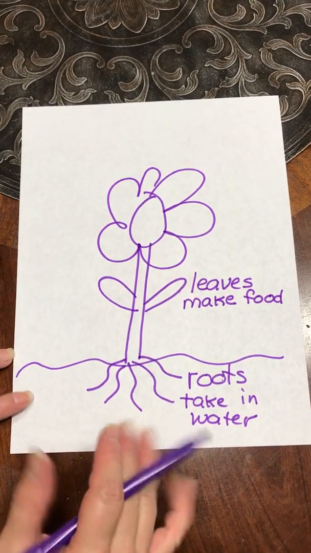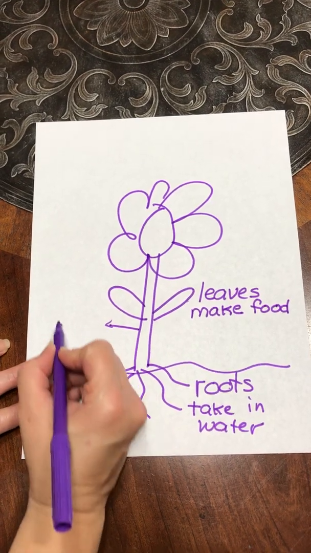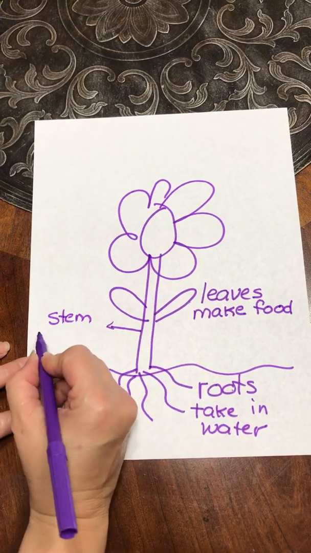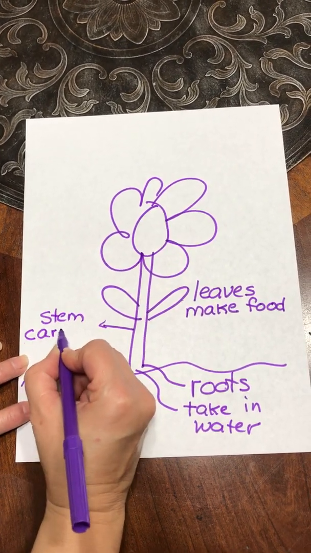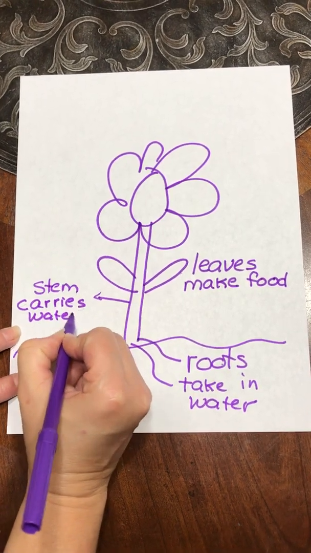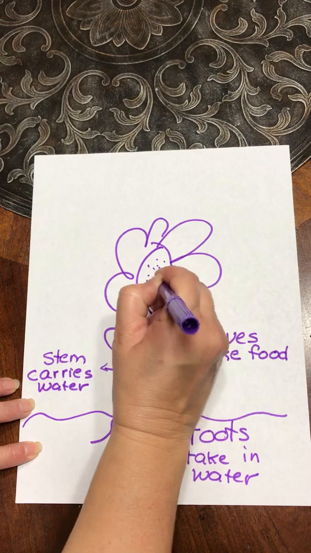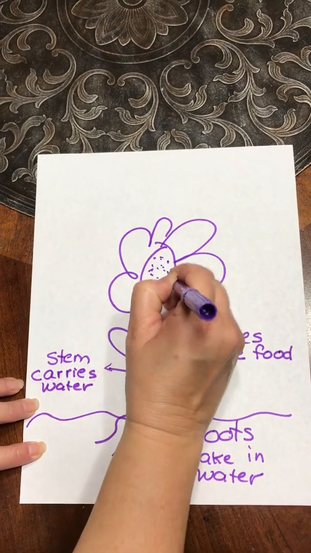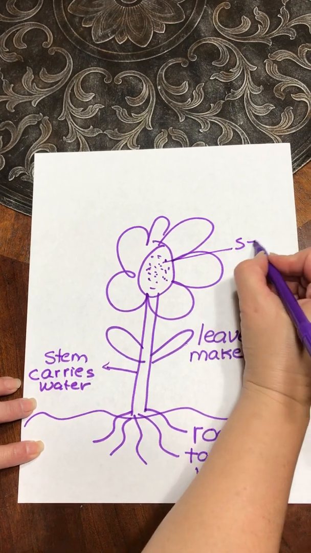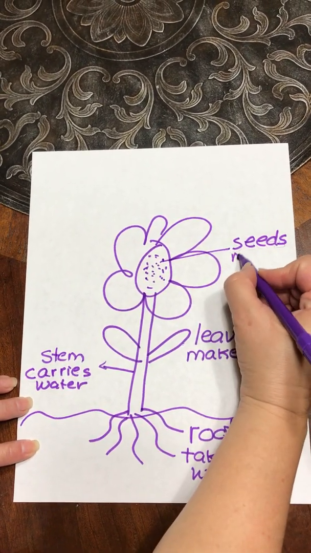Now we're going to label this part. If you remember, this part is the stem. Do you remember what the stem does? It carries water to the rest of the plant. I forgot the middle part. Do you remember what this part of the plant is? Those are the seeds. And seeds help to make new plants.